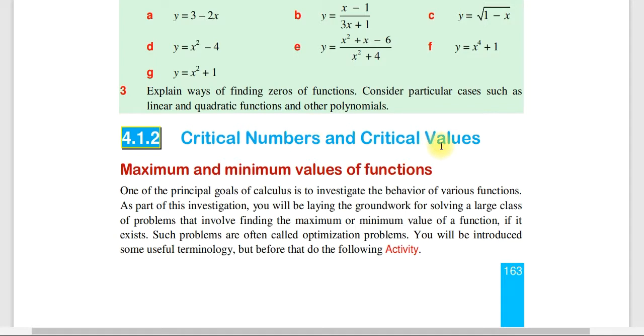Critical numbers and critical values. What does it mean by critical numbers and critical values here? There is a maximum and a minimum values of function.